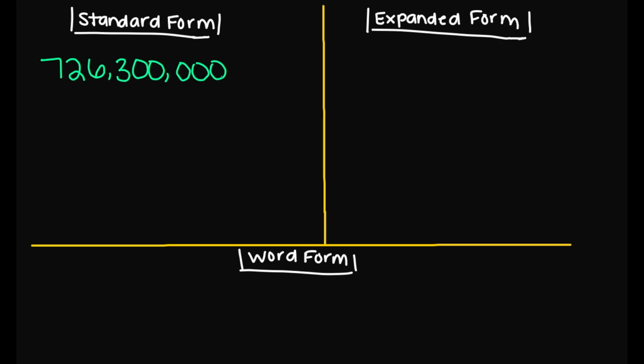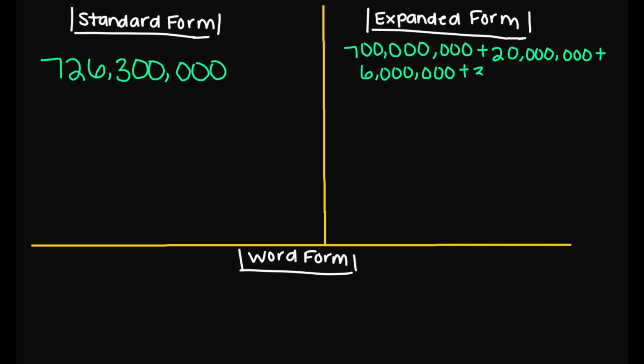If you were to expand this form and write it in expanded form, you are going to get 700 million plus 20 million plus 6 million and then plus 300,000. And this is going to be your expanded form here. Remember, all we did was we expanded our standard form.